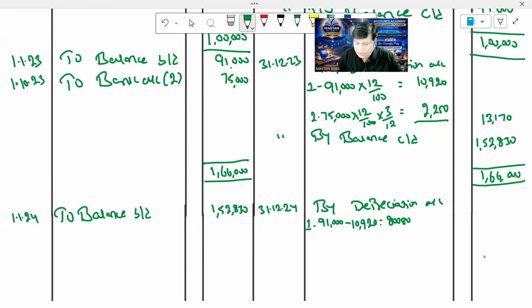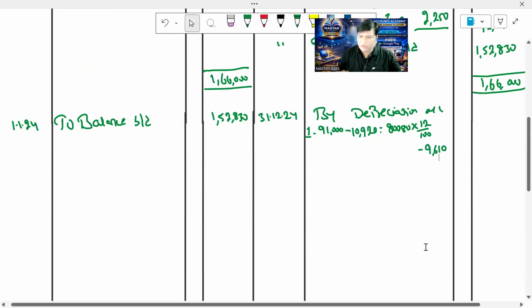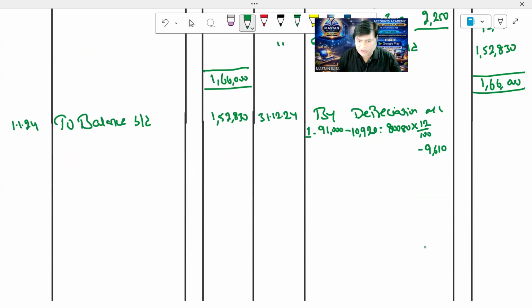80,080 rupees into 12 by 100. So you'll get 9,610. మీరు క్యాల్కులేట్ చేసి చెక్ చేసుకోవచ్చు. సో మొదటి మిషనరీ యొక్క డిప్రిసియేషన్ ఎంత అంటే 9,610 అప్రాక్సిమేట్లీ. అది రౌండ్ ఫిగర్ చేశాను అక్కడ.